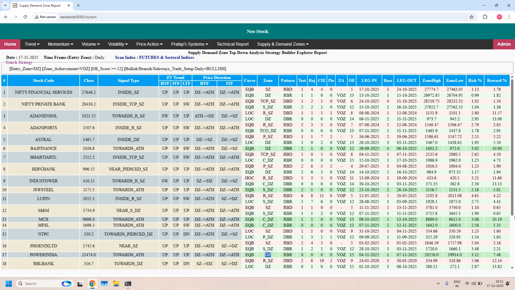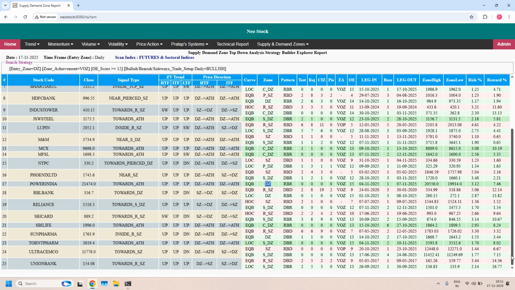And the first 18 stocks in the list, scrolling the list down. So total we got 25 stocks. All 25 daily demand zones supporting bullish trade setup for monthly income trade. Even though 25 are supporting monthly income trade, there could be some high probability trade setup daily demand zones might be available. High probability to get success.